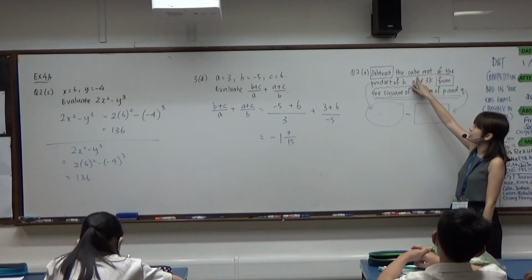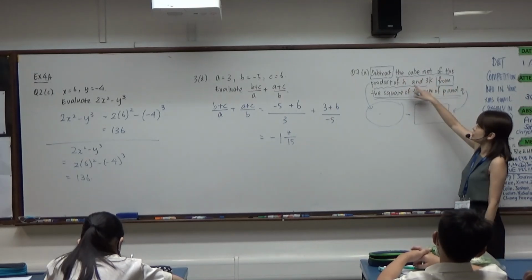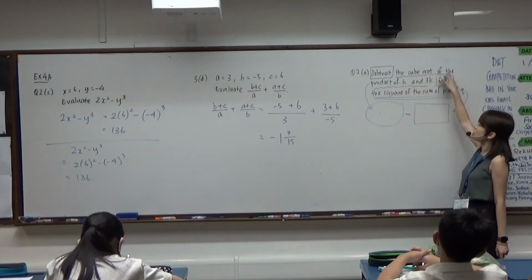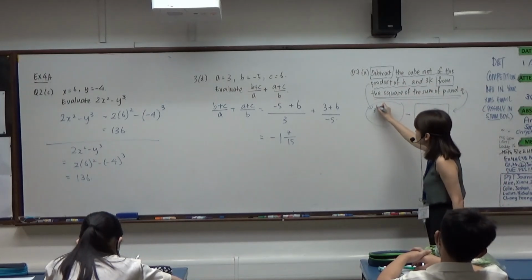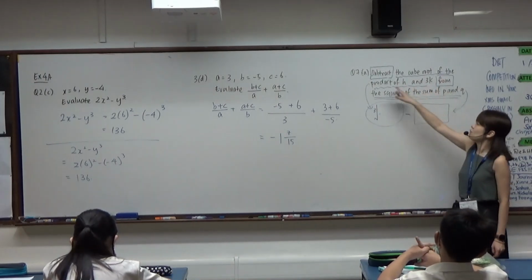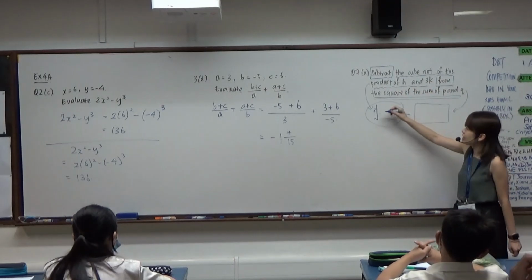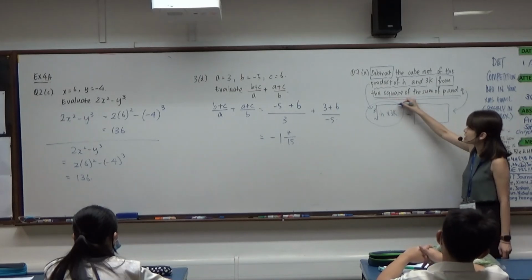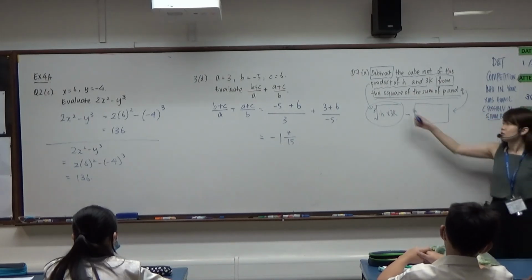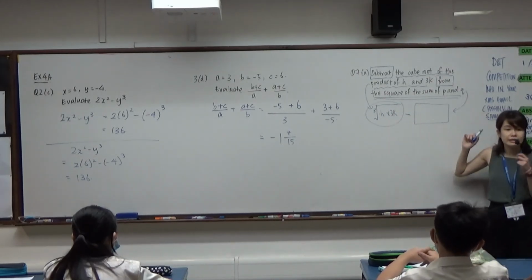Now let's look at this single curly line that I've written down. It says the cube root of the product of h and 3k. So we're looking at cube root of what? Of the product of h and 3k, so h times 3k. That is how we form our first part.